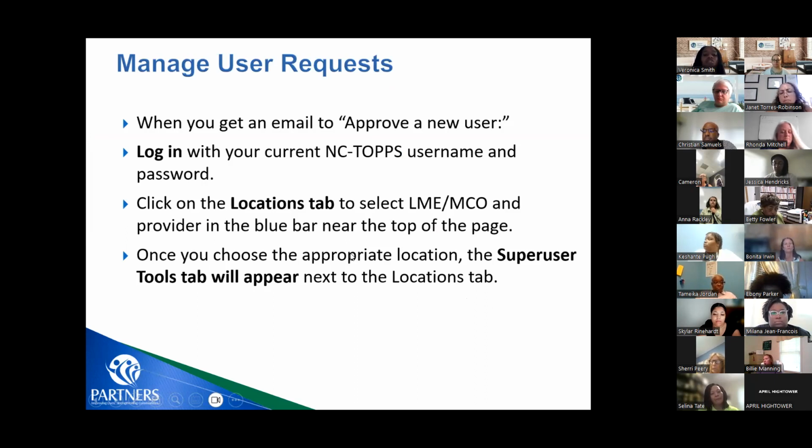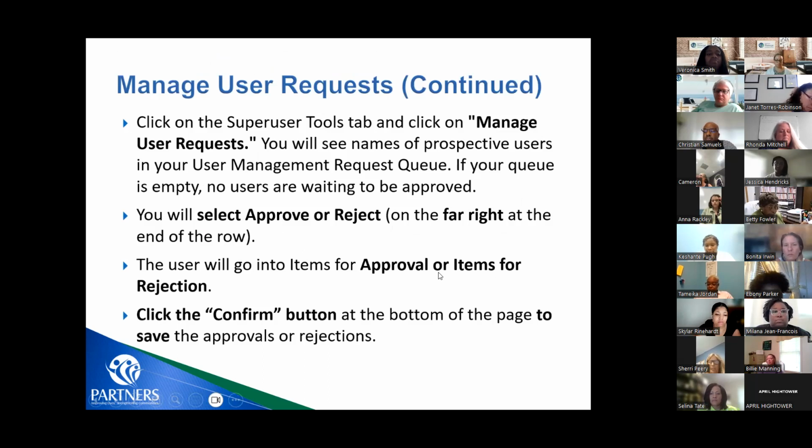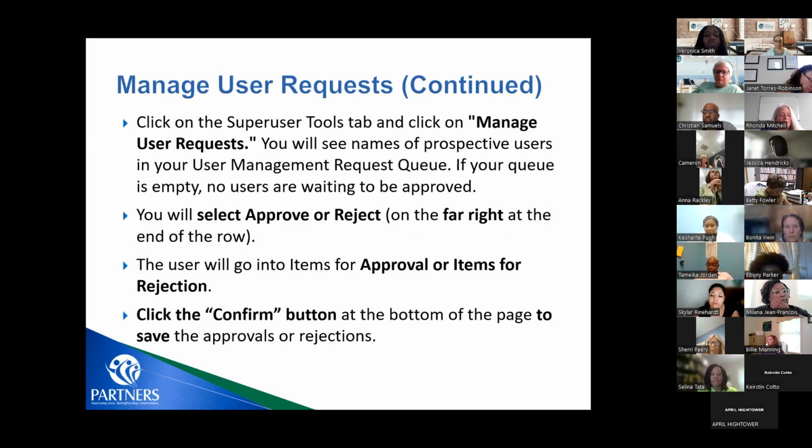So when you get an email to approve a new user, you'll log in with your current NCTOPPS username and password. You'll click on the locations tab to select the LME/MCO and provider location in the blue bar near the top of the page. Once you choose the appropriate location, the super user tools tab will appear next to the locations tab, as I've shown. Click on the super user tools tab and click on manage user request. You will see the names of prospective users in your user management request queue. If your queue is empty, there are no users that are waiting to be approved.